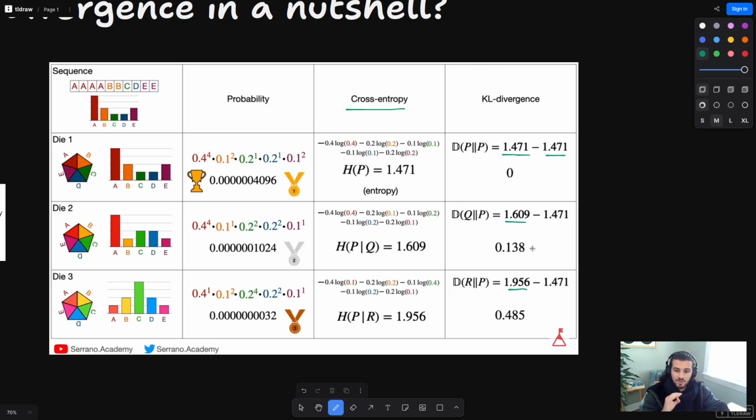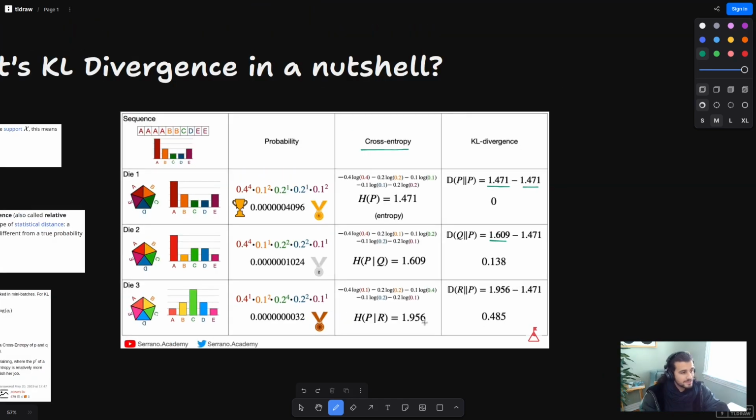KL divergence is 0 if the probability distribution is the same in both things that you're comparing. Both probability distributions are exactly similar. The bigger the number is, the more different they are. So that's in a nutshell, right?